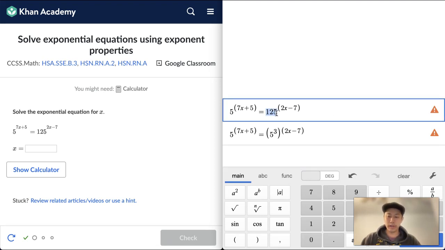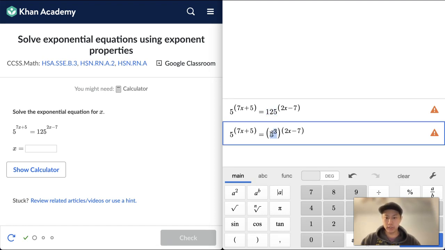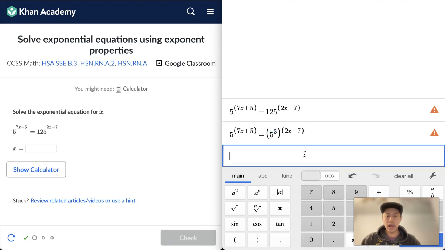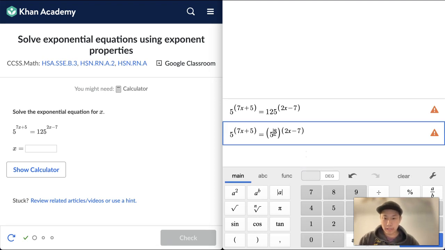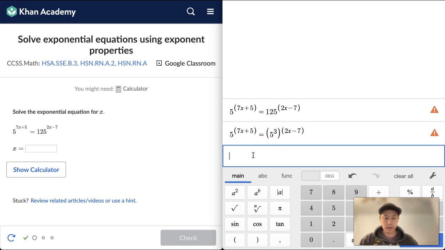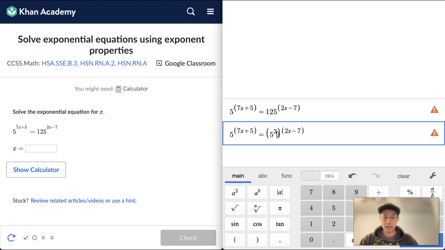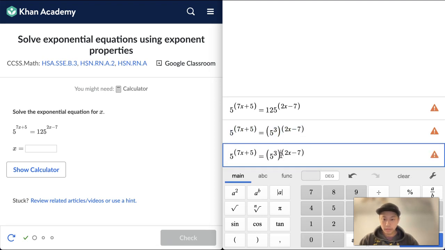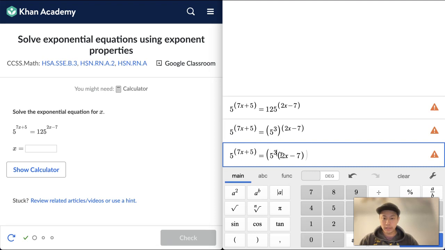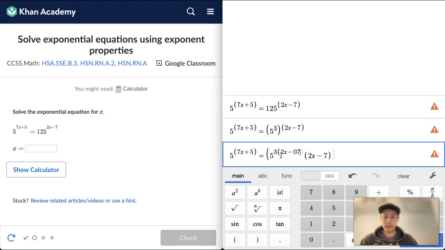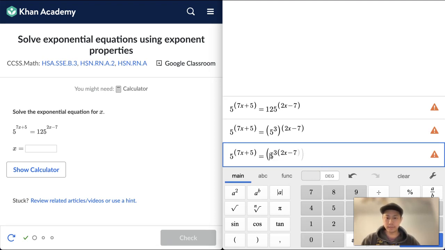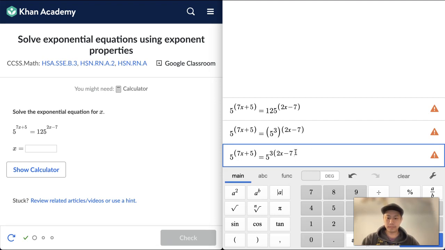You're allowed to, at any point in a step, change the way a number looks to something that's equivalent to it. Okay? So now we're going to apply our distributive property. All right, we have a 3 times a 2x minus 7, along with your exponent properties, right? So let's see. Let me copy this all over again. This will now be in the exponent times a 2x minus 7. I'll clean this up, don't worry. Okay, so it's going to look like this. This is the same thing.